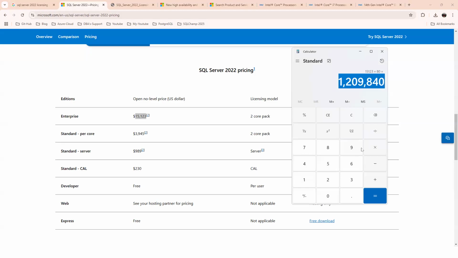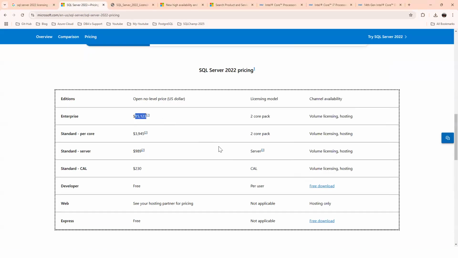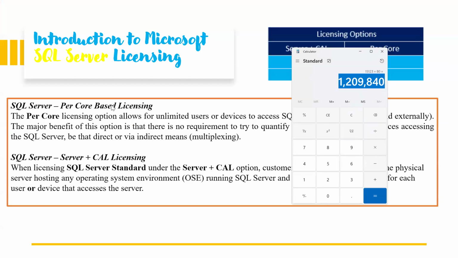So how many cores your operating system is running and what type of license you purchased. What type of license you purchase? Core-based license, because we are having two, right? Well, first we'll talk on the core-based license. What is the advantage, Subbu?